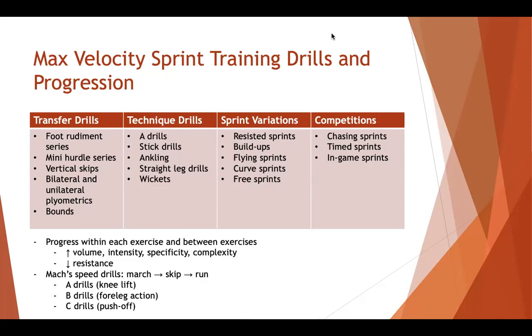There is a famous set of speed drills created by Gerard Mach that are used in many sprinting programs around the world. Mach split exercises into A, B, and C drills. A drills target the knee lift and drive, B drills are about the foreleg action, and C drills are about the rear foot push off. Each drill can be progressed from a march to a skip to a run, increasing difficulty, complexity, and intensity. So, for example, we might start with an A march and then progress to an A skip and then an A run when we finally mastered it.